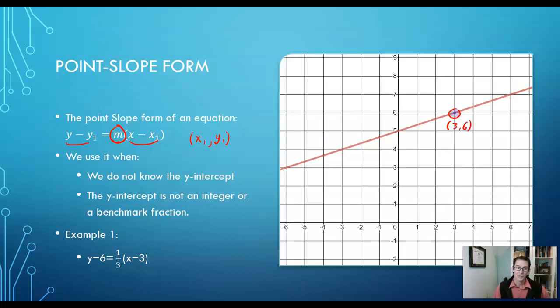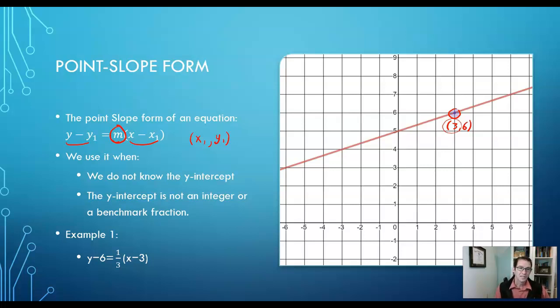So as we write this equation, it ends up turning out to be y minus 6. So that's a positive 6, but we're subtracting it. So that's the y minus y sub 1. And then the slope of 1/3 is multiplied by x minus x sub 1, which is this 3 right here. So that's the form of the equation.